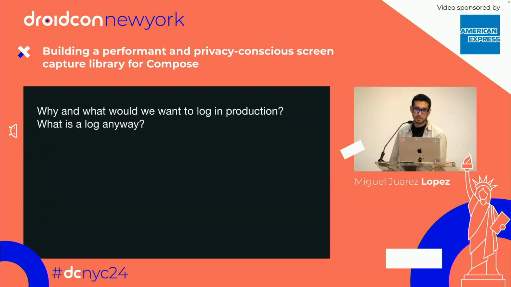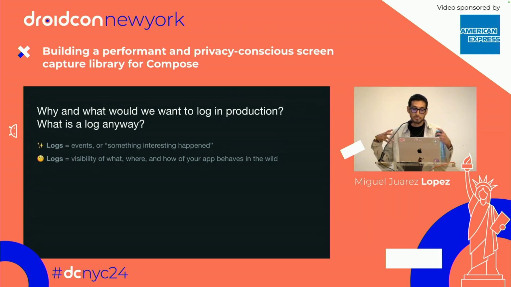So yeah, that takes us back to why and what we want to log in production. What is a log anyway? You keep talking about logs, right? I think logs can be reduced just to events. Something interesting happened, and I want to have a holistic view of what happened, where it happened, how it happened. I want to understand how my app behaves in the wild. I wrote the code, sure, but I don't know how users are using it and what code paths they're going through. And for the purists, logs are one type of telemetry.